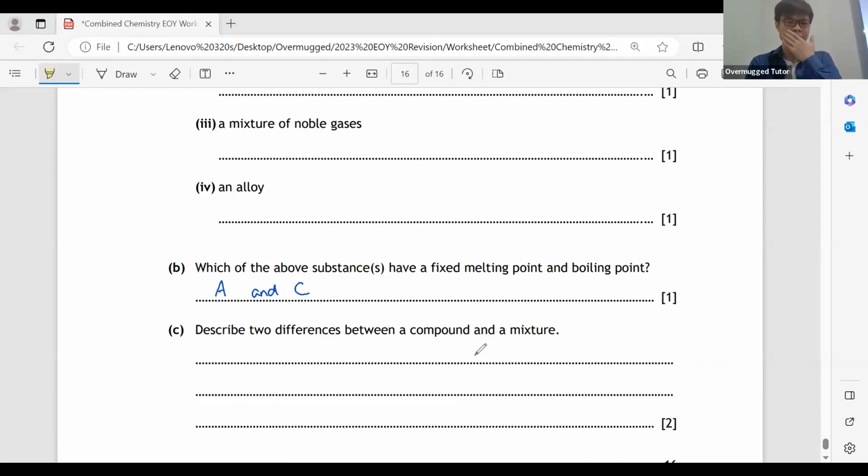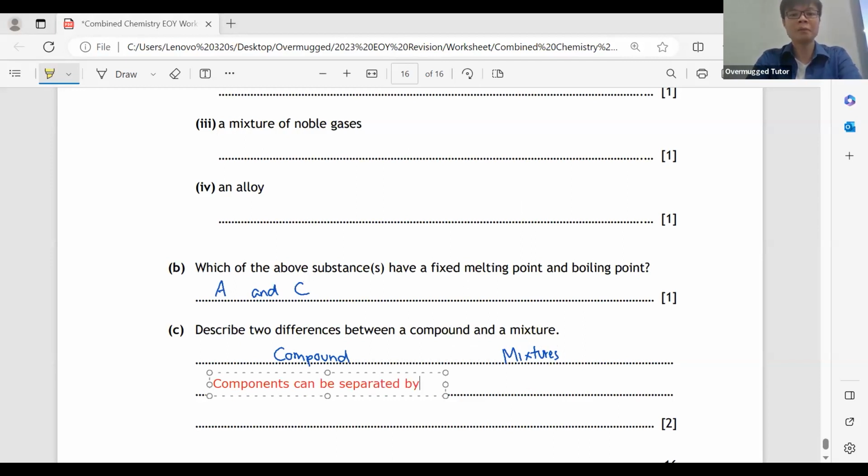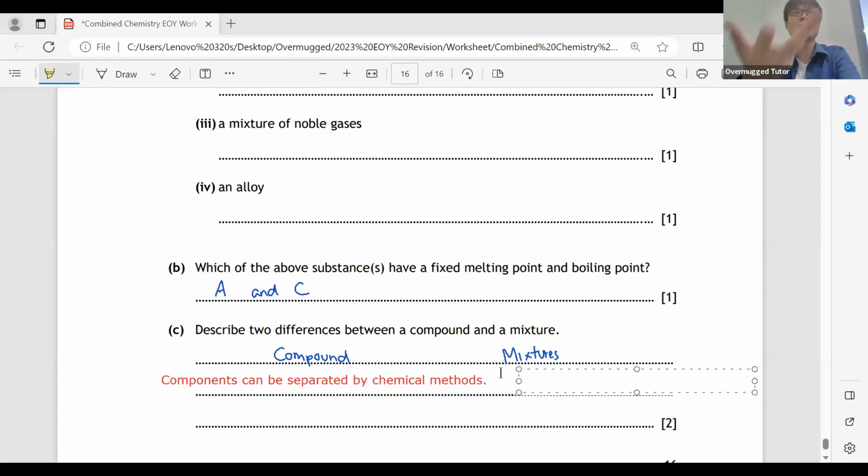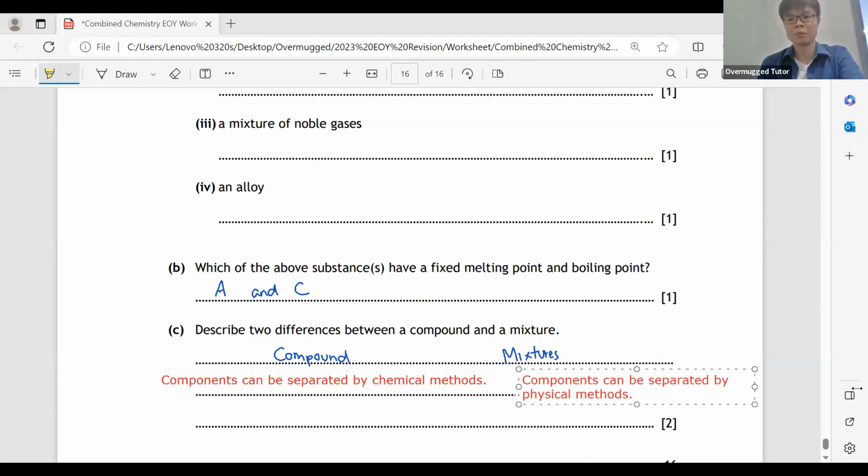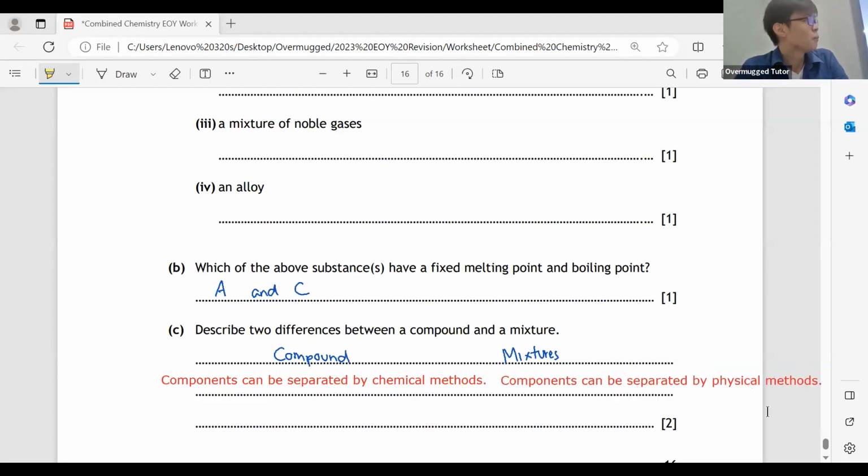Right, then describe two differences between a compound and a mixture. Let's do table form. I'll just give you all three, okay? I mean there's like five, but we need to memorize all. I'll just go through the two most common ones. Okay, components can be separated by chemical methods. Okay, then what about your mixtures? That's how we learn about physical methods, right? Components can be separated by physical methods. Okay, then the other one, also learned already just now, fixed melting point and boiling point. Pure substance.